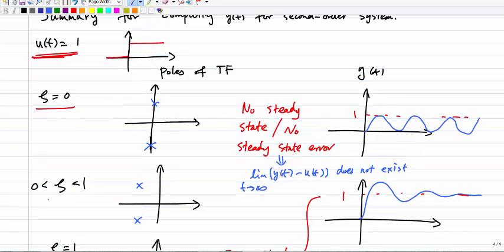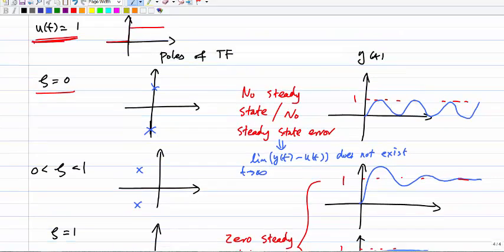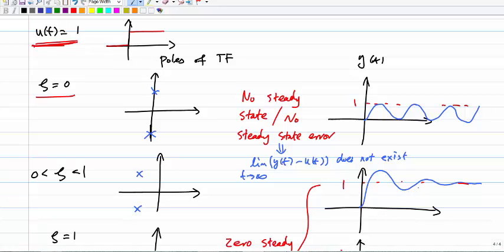For under-damping, when theta is between 0 and 1, here's the pole location for the transfer function. When theta is between 0 and 1, we have two poles that are complex conjugates, and the real part is on the left hand side of the imaginary axis. So the actual output here is also oscillating, but the final value will approach u of t. So you can see the limit of y of t minus u of t as t goes to infinity will be 0.